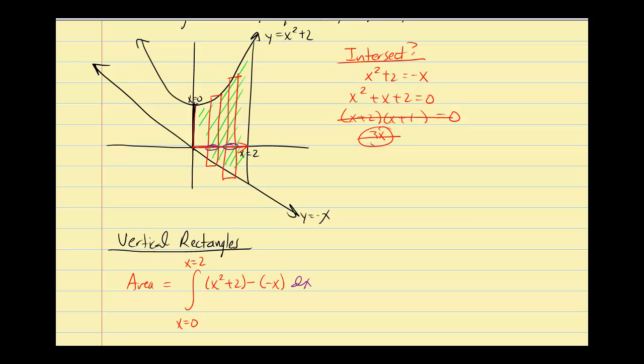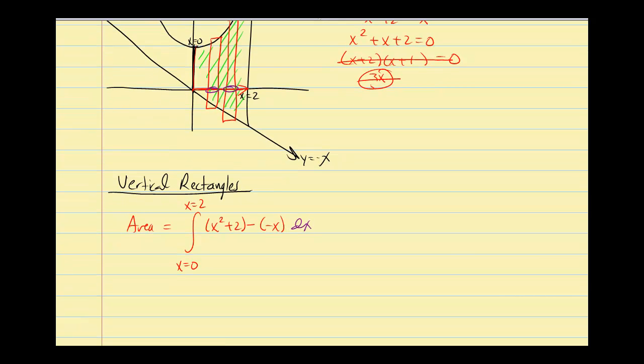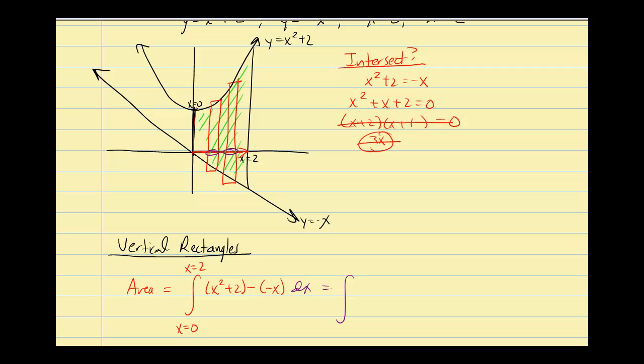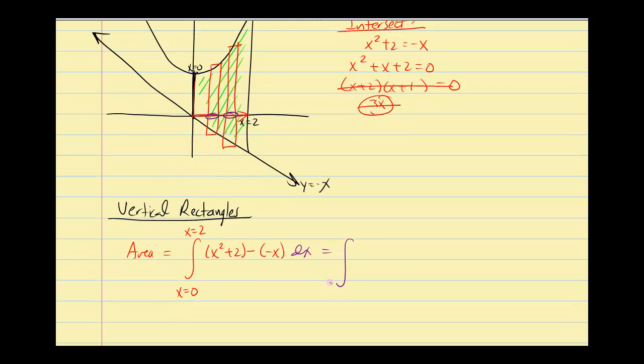And so this integral will actually be the area bounded by those two curves. Now it's not signed area, it's true area, because this is the height of the rectangle, irregardless of the fact that the x-axis is in the middle. So this is true area, it's not signed area. So x equals 0 to x equals 2. Let's simplify this a little bit. x squared plus x plus 2 dx.